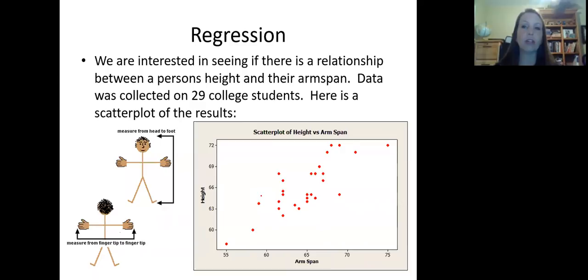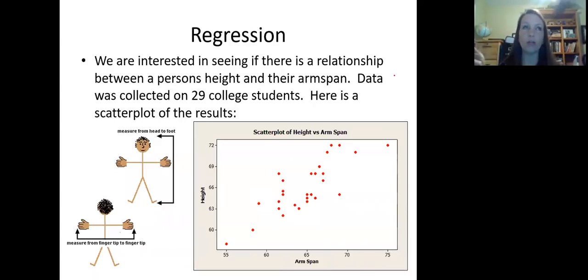We're interested in seeing if there's a relationship between a person's height and their arm span. Data was collected on 29 college students, and here's a scatter plot of the results. So we're looking for three basic things on our scatter plot. We are looking for form, direction, and strength.